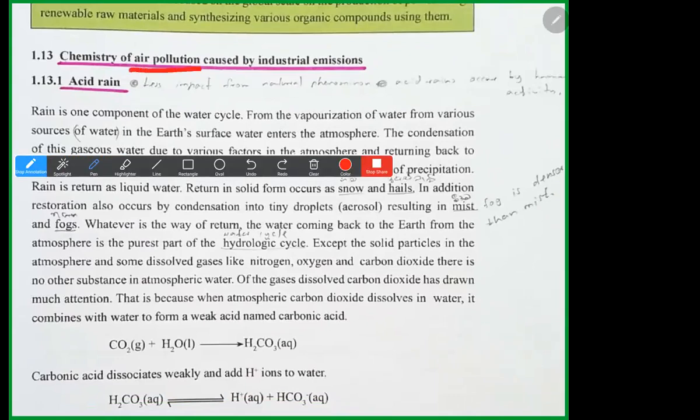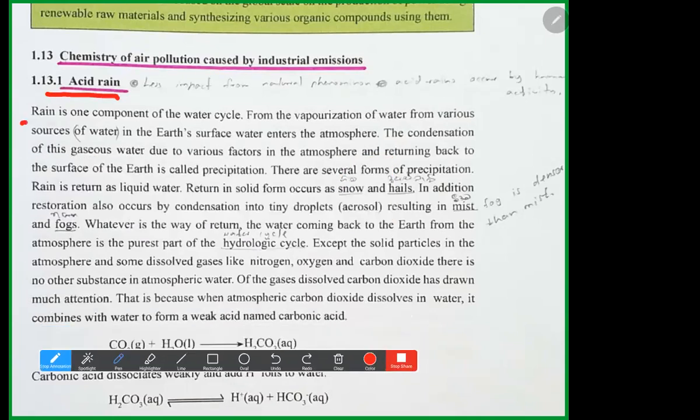Chemistry of air pollution caused by industrial emission. First one is acid rain. Rain is one component of the water cycle. From the vaporization of water from various sources on the Earth's surface, water enters the atmosphere.